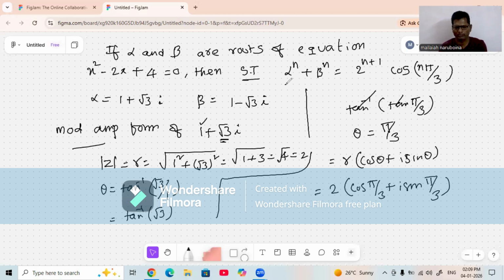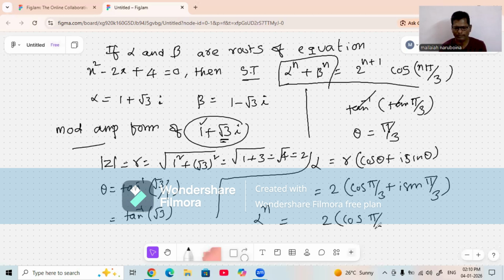Now take this part. We have to show alpha to the power n plus beta to the power n is equal to 2 to the power of n plus 1 into cos n pi by 3. So we take alpha to the power n, we have to find. So this is alpha, right? This root is alpha. So this alpha value is 2 into cos pi by 3 plus i sin pi by 3. Now we have to find alpha to the power of n, right? Now 2 into cos pi by 3 plus i sin pi by 3 whole to the power of n.